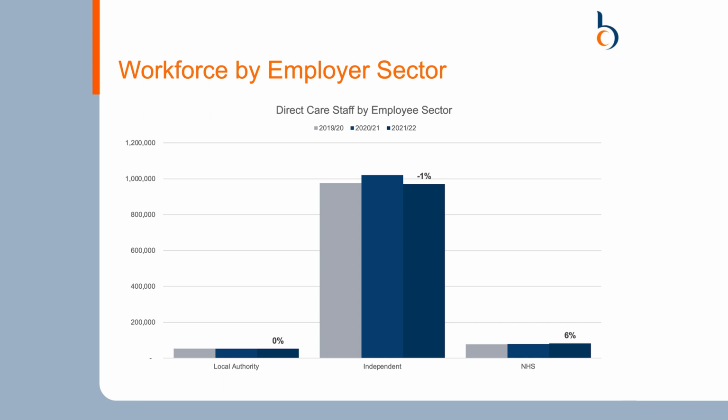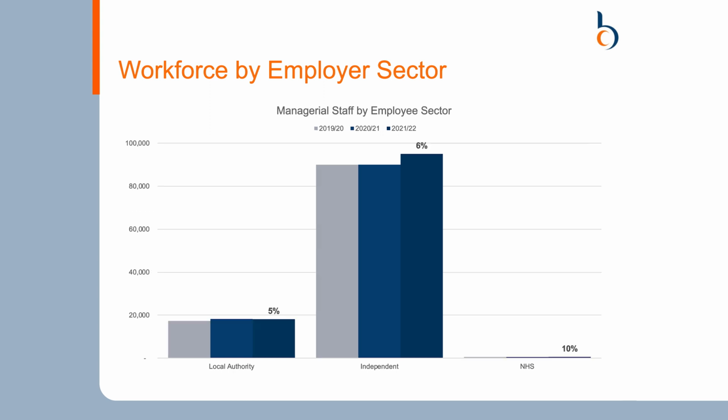Last bit's on Skills for Care data. These are who the employers are for Skills for Care data. So see local authorities, quite small changes. So in terms of the direct care staff, not much change there. Most of them work for independent sector providers, and 6% work for NHS employers who are providing social care services. And there's been a 6% increase in that, and the direct care workforce in the independent sector decreased by 1%.